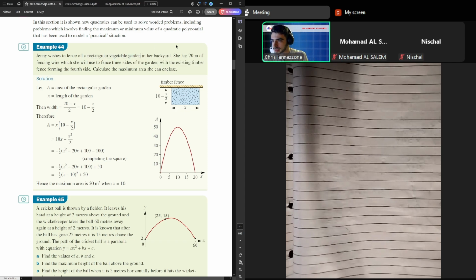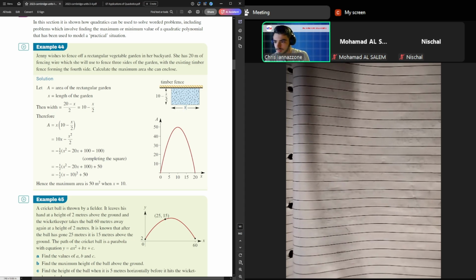So we have a rectangular garden, 20 meters total of fencing wire, and it's being used to fence 3 sides of the garden. There's already an existing fence involved there. And the idea is to calculate the maximum possible area that could be enclosed. So the way they've set this up in particular is to make sure that one of the lengths in there are already accounted for. That 20 meters total of fencing wire is not going to go towards that particular length of our rectangle. So one thing to do would be to quickly draw a picture.